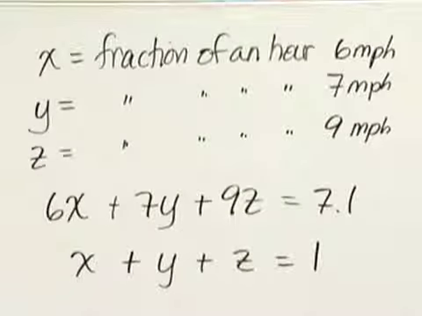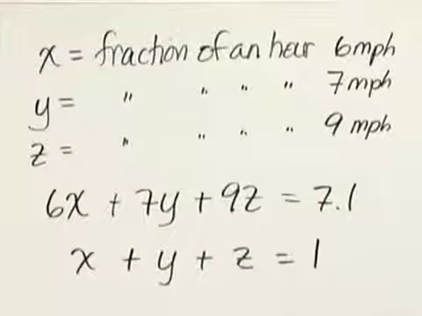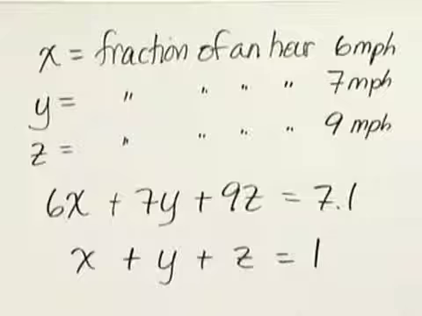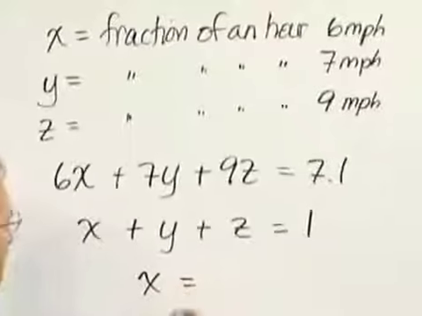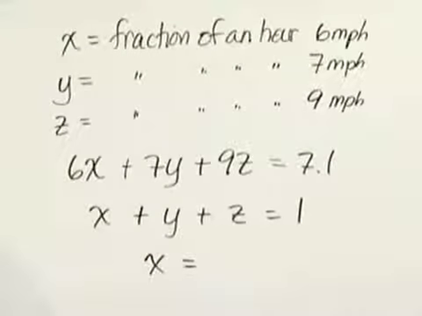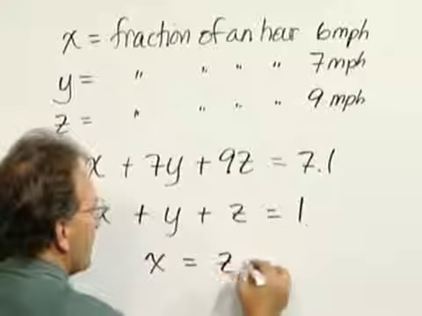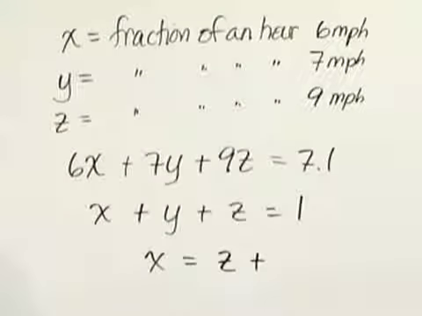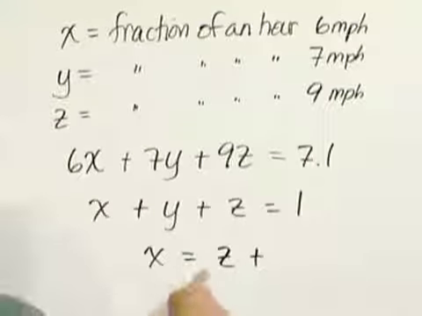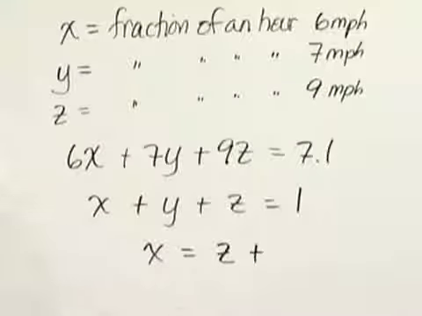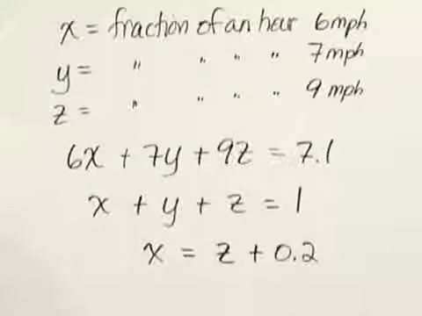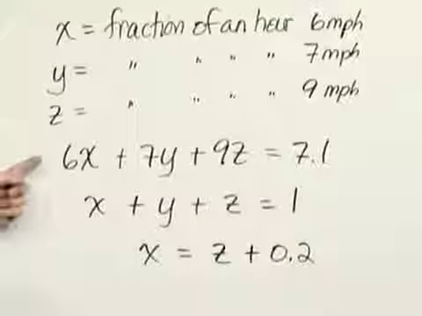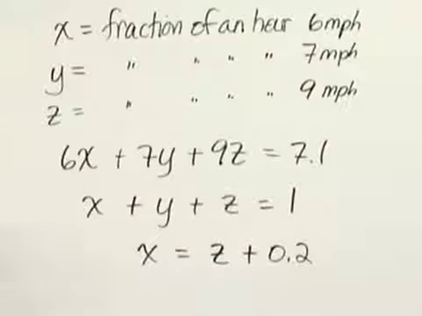And then finally, we were told that the runner jogged 12 minutes longer at 6 miles per hour, which is the x. So x will equal 12 minutes longer than he or she did at 9 miles per hour. So that would be the z, plus the 12 minutes. Well, remember, 12 minutes needs to be converted to hours since x, y, and z are in hours, and 12 minutes works out to 0.2 or 2/10 of an hour.